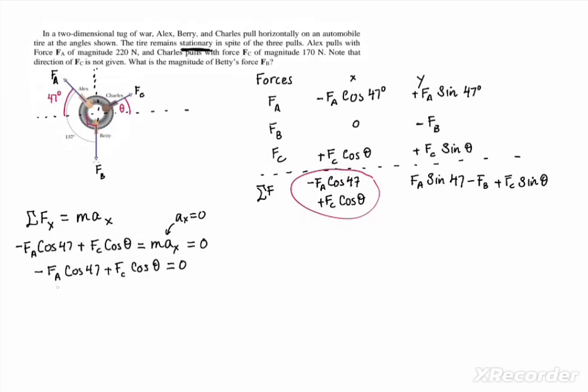So for FA, we can plug in our value of 220 newtons, which is given right here. So we have FC, which is 170 newtons. FC cosine of theta is equal to 220 cosine of 47, and that gives us cosine theta, which is 220 cosine 47 divided by 170, and then you take the inverse cosine of that, and that gives us theta equals 28 degrees.